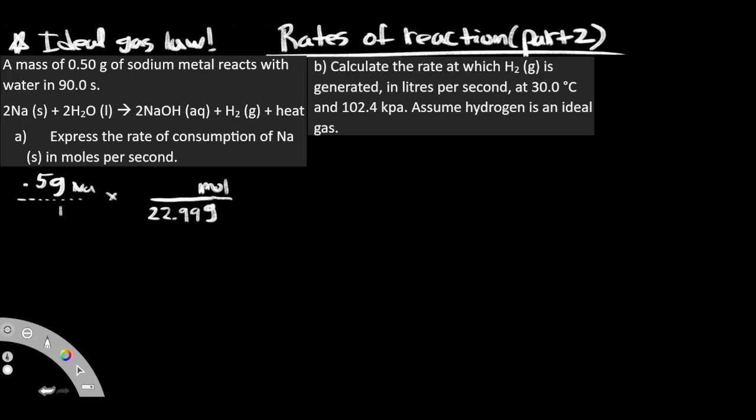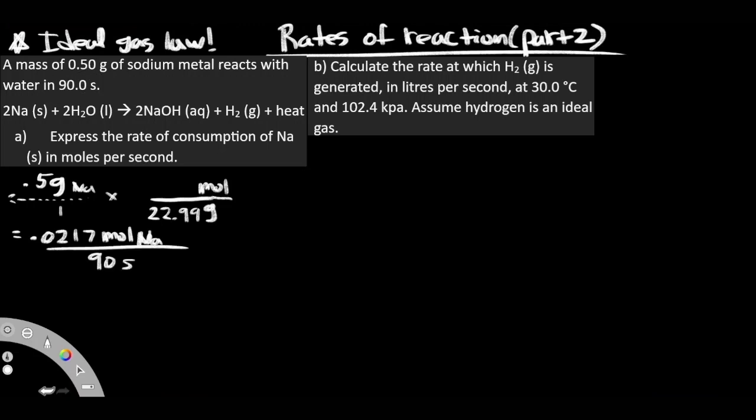You can find this on the periodic table. So the grams cancel out, and we end up getting a value of 0.0217 moles of Na. And again, this all happens in 90 seconds' time. So I'm going to divide this all by 90 seconds.